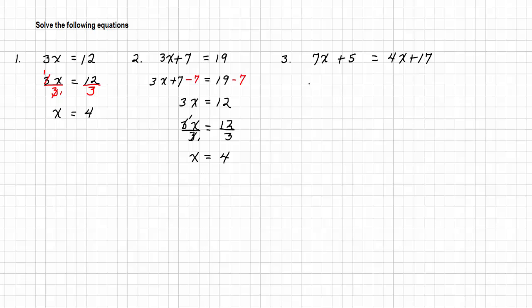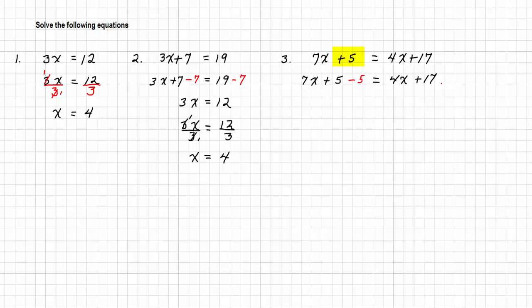As we look at this third equation, you'll notice that we have a variable term on each side of the equation as well as a constant term. Again, because I like to get the variables on the left side, what I will do is remove the positive 5 from the left side. In order to do that, I have to subtract 5 from both sides of this equation.